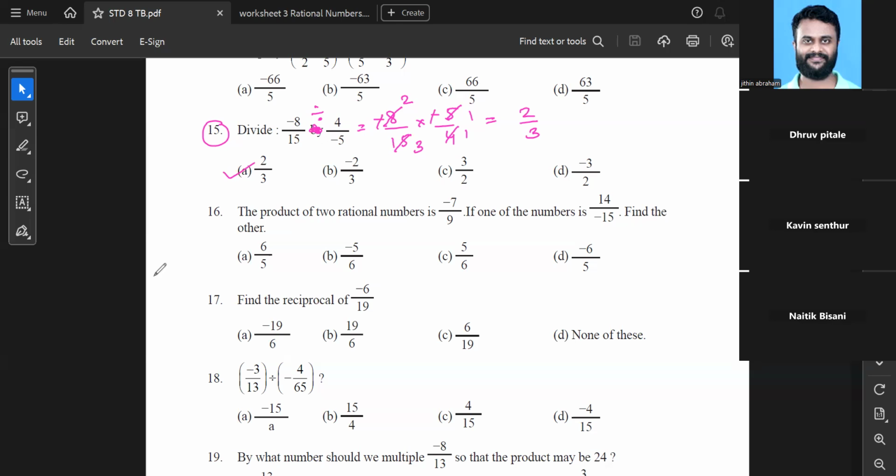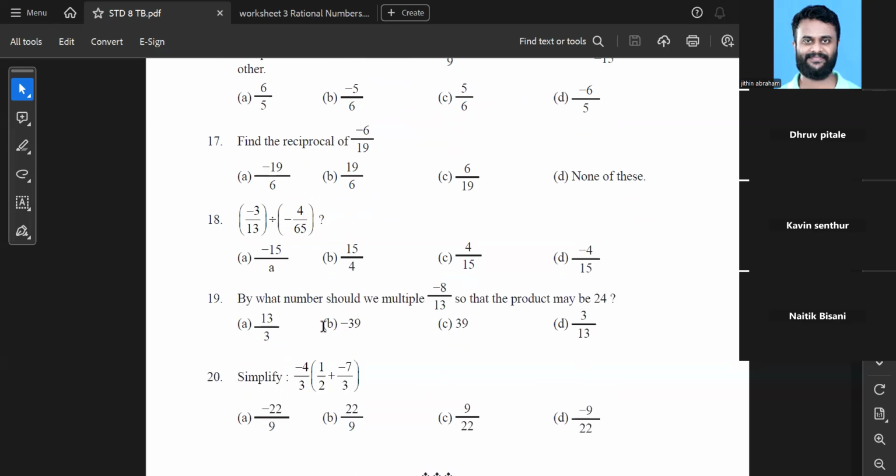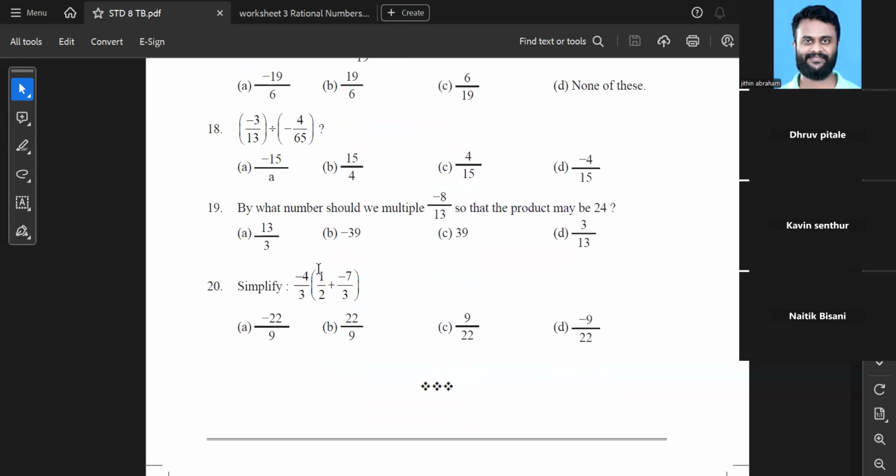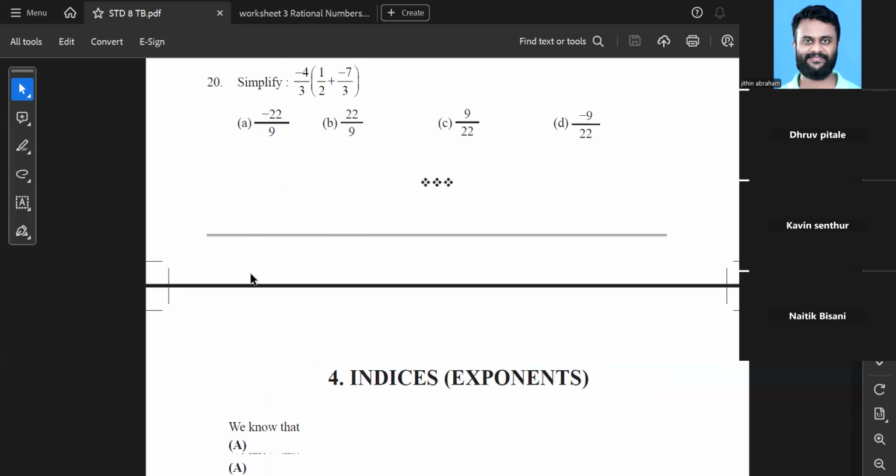Okay. Proceeding further. Find the reciprocal. This is easy. Divide. This is easy. Multiplication, simplification. Okay. Let's do the 20th problem.